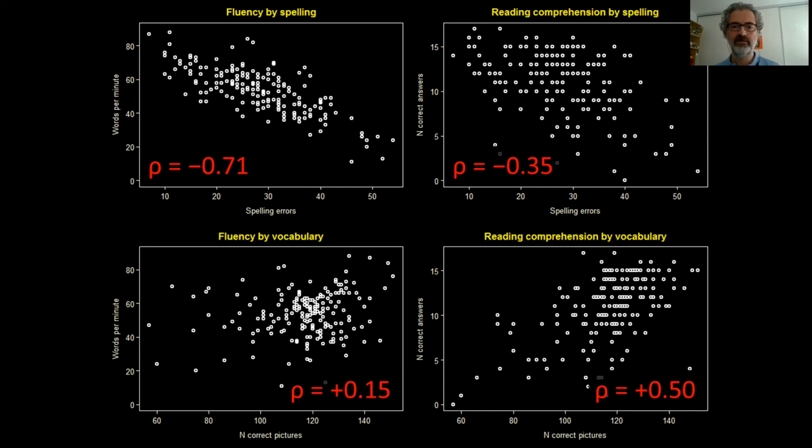And a moderate to strong relationship between reading comprehension and vocabulary, which is a positive one, as higher vocabulary scores are associated with a larger number of correct answers to the comprehension questions. So this is a representative range of strength and direction for relationships among pairs of quantitative, that is, numerical variables.